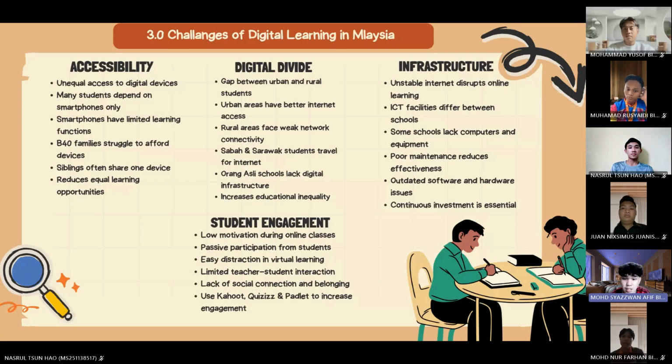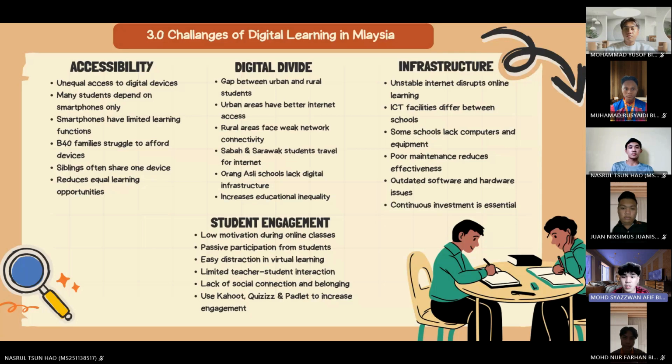Besides internet access, some rural communities also lack proper digital infrastructure. Because of these differences, students do not receive the same quality of education, leading to educational inequality.